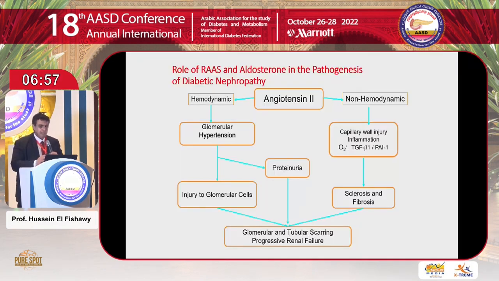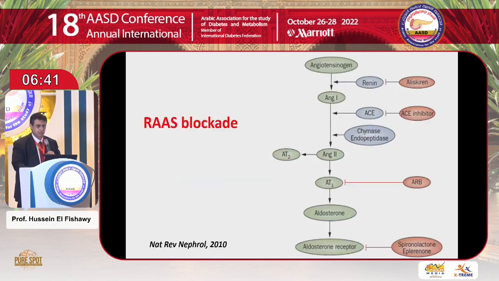This is the angiotensin II, which has hemodynamic and non-hemodynamic effects, and aldosterone here to complete the RAAS system in this process by increasing proteinuria, sclerosis and fibrosis, and of course deterioration of the kidney functions. So this is very important to start the process of RAAS blockade.